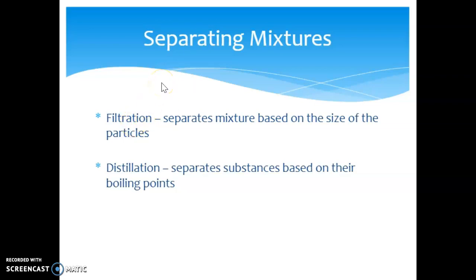That would be the filtration process. Distillation, that's like boiling salt water and turning it into pure water or purified water, right? You're separating substances based on their boiling points. Since the water has a lower boiling point than the salt inside of the water, you could boil the water off and let that water reform in another container where it's purified and leave all the salt behind. That's the distillation process.